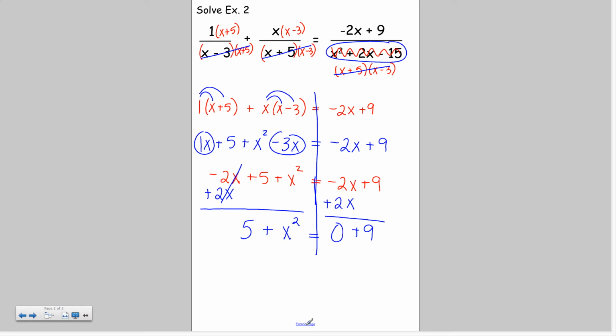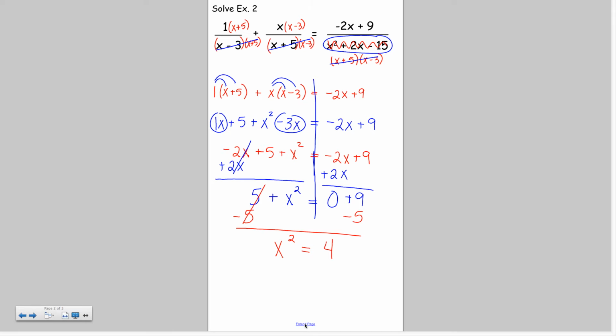But I still have my constants. So if I move my 5, 5's canceled. I'm left with x squared equals positive 4. So I was thinking at first we might have to factor it, but in the end, I don't have an x, it's just an x squared. So we can solve it as normal. It does say x squared, so when we take the square root, we will get a positive and a negative 2.